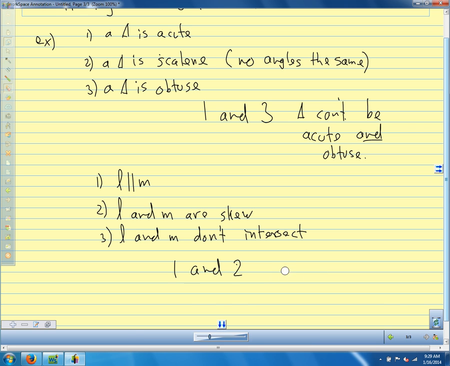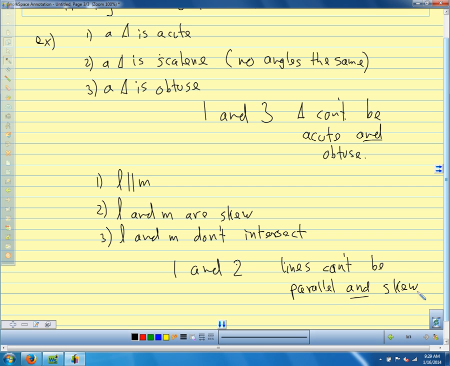So I'm going to say lines cannot be parallel and skew, because skew lines are not parallel. Lines can intersect and not be skew, but lines don't intersect if they're parallel. So 1 and 3 and 2 and 3 aren't contradictions.